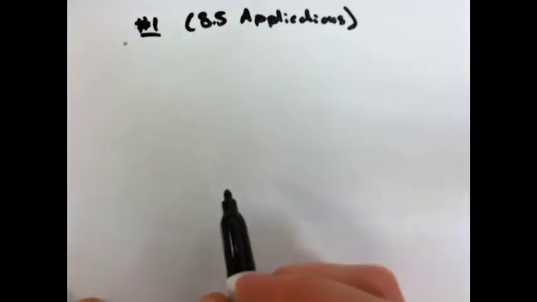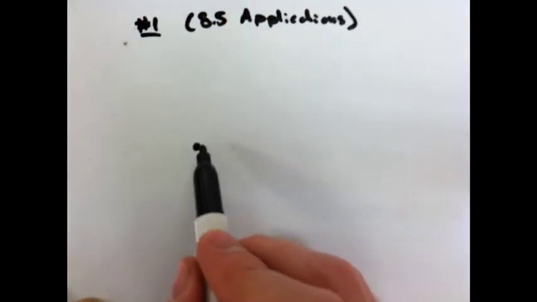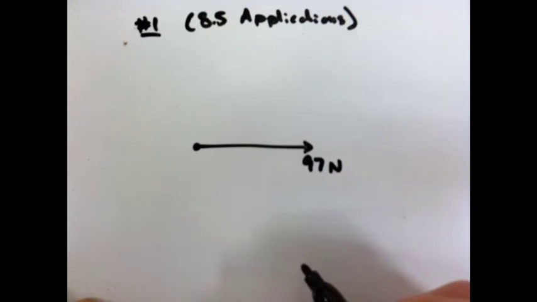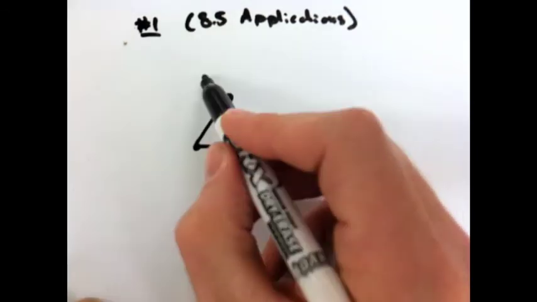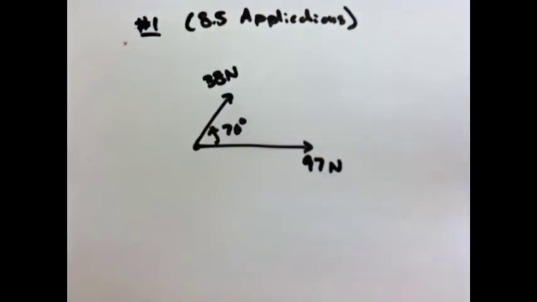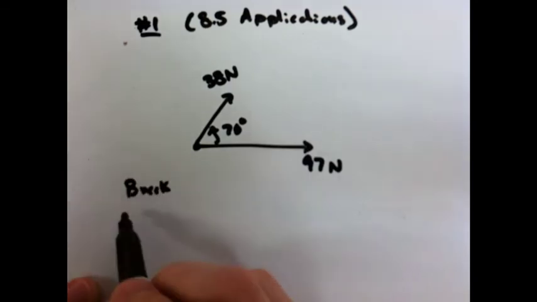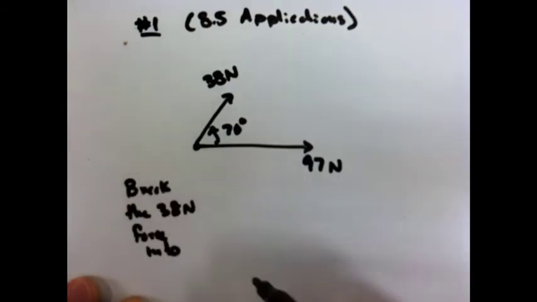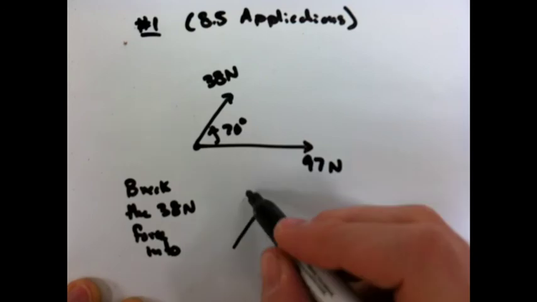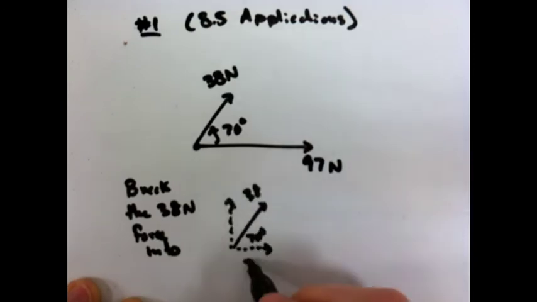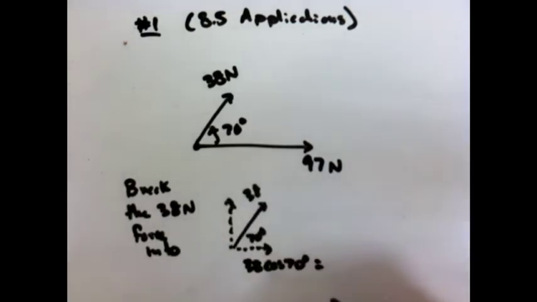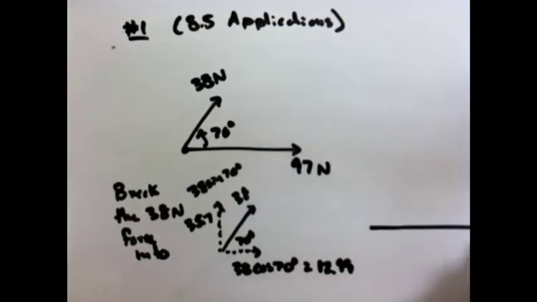All right, so skipping ahead, you can read through 8.5 notes, but I'd like to draw attention to number 1 on the 8.5. You've got a 97 Newton force and a 38 Newton force at 70 degrees. Well, you're going to have to break down, and I'd break down the 38 Newton one into its horizontal and vertical components, just like we did in the last example. The horizontal component would be 38 cosine of 70. The vertical would be 38 sine of 70.